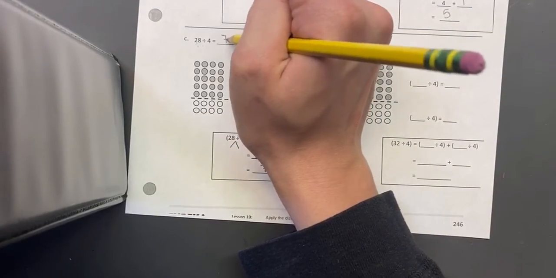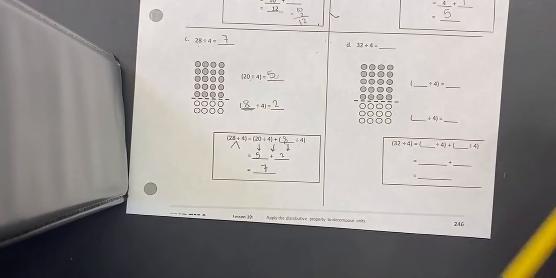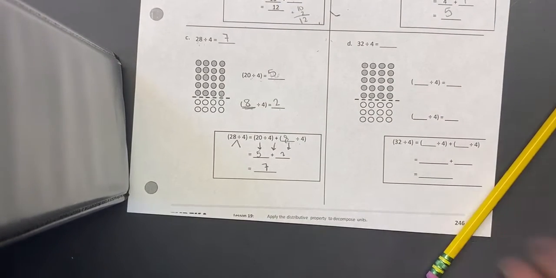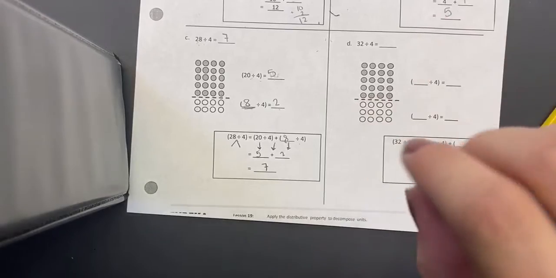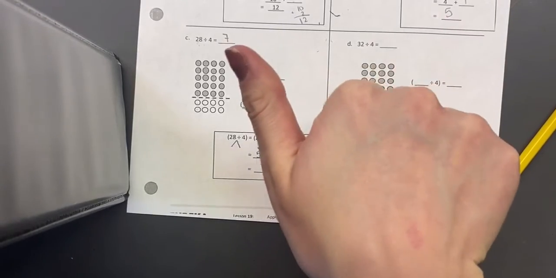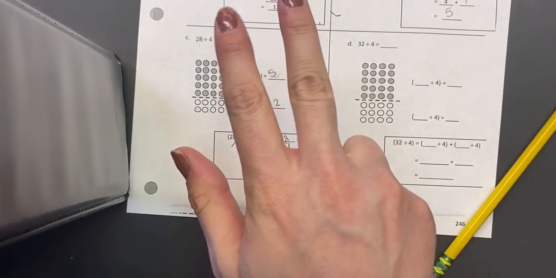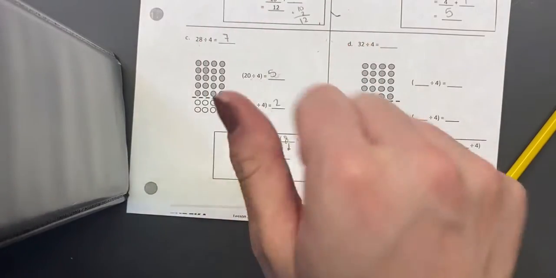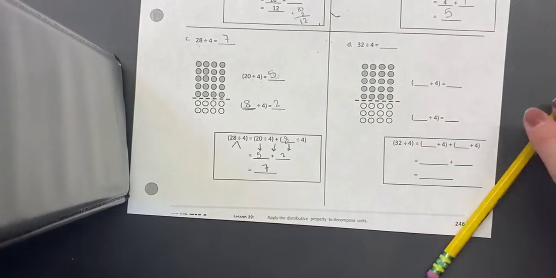So 28 divided by 4 is 7, and we can check our answer by counting by 4s to our 7th finger. So let's try that. 4, 8, 12, 16, 20, 24. It's always good to make sure that we are double checking our answer.